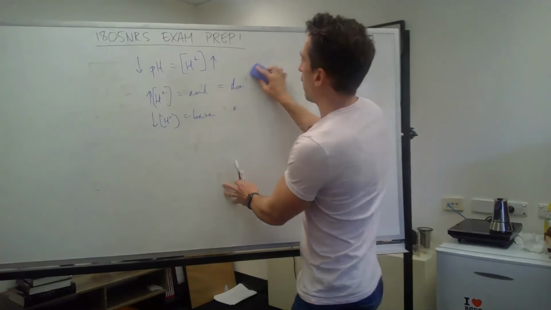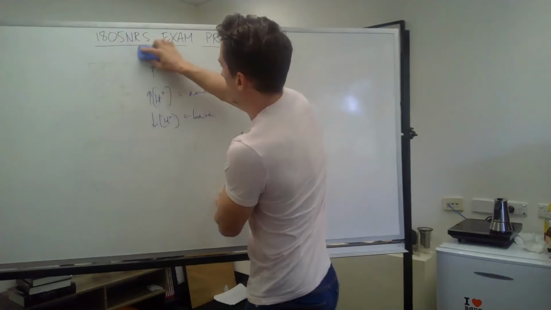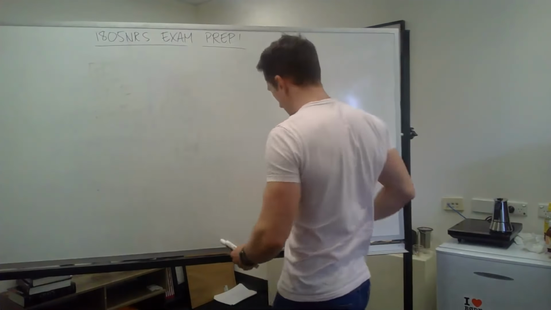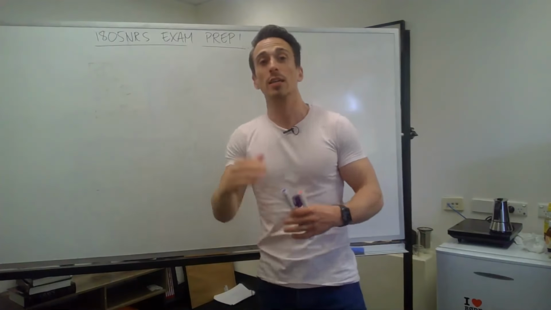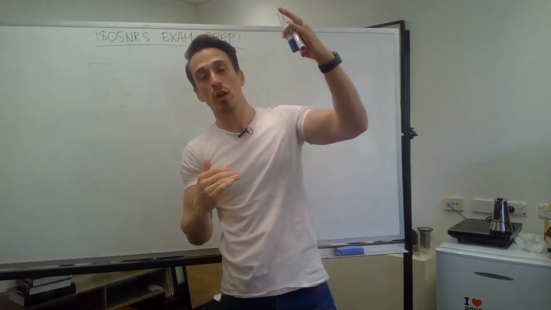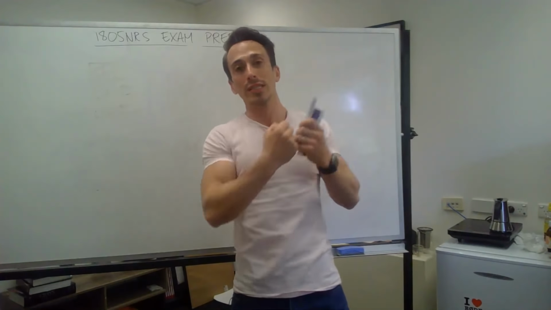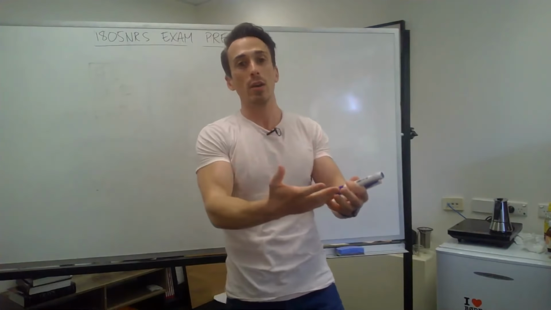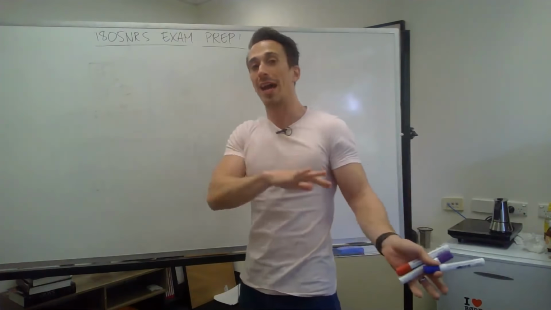So when we look at buffers, buffers are going to be made up of things that donate hydrogen ions and accept hydrogen ions because they need to resist drastic changes in pH. If the pH goes too low, there's too many hydrogen ions, we need to buffer it out. We need to accept those hydrogen ions. If the pH is too high, it's too basic, we need to donate hydrogen ions. So buffers will be made up of acids and bases.